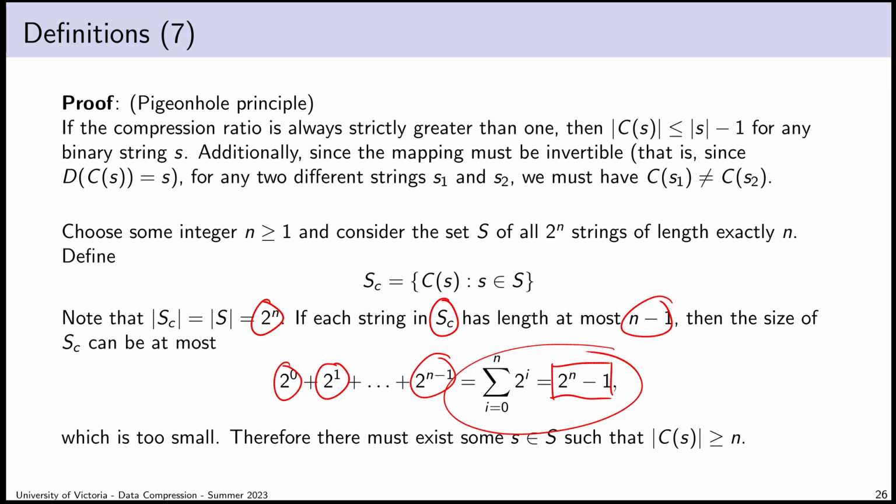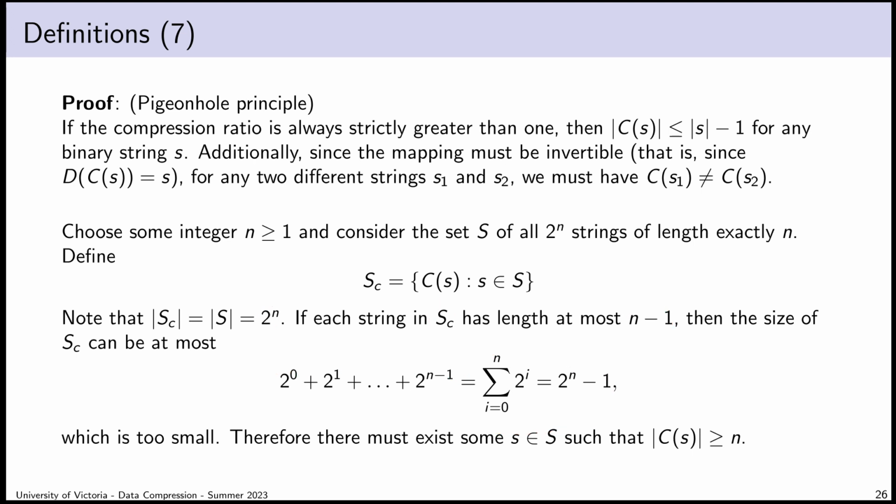So that's too small, and that means that there has to exist at least one bit sequence that comes out to be the same size or bigger. Now, it's actually a lot worse than this, because this proof is just saying if I try to encode only things of length n, only these 2 to the n strings, then at least one of them has to come out to be the same size or bigger.